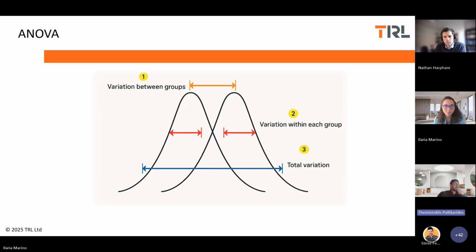And the key idea is basically that ANOVA tests whether the between group variation is significantly larger than the within group variation. And if so, that means that the group means are likely different.